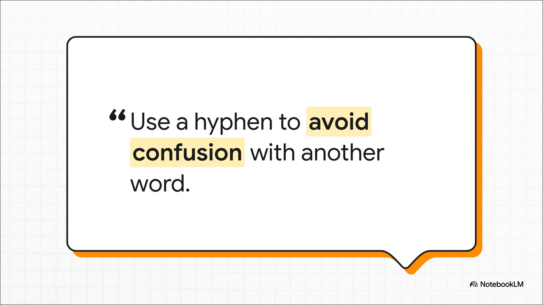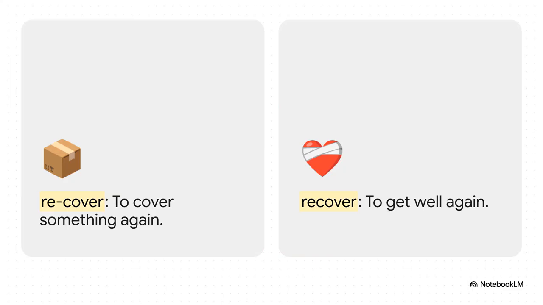And honestly, that last rule, the one about avoiding confusion, is probably the most important one. It's not just about being grammatically correct. It's about being clear. You want to make sure the person reading it gets what you mean right away, no second guessing. In this example, it's perfect. Re-cover with the hyphen means you're putting a new cover on your sofa. But recover without it, that means you're getting better after being sick. Totally different meanings, right? And that tiny little dash is doing all the work. That's why that clarity rule is king.